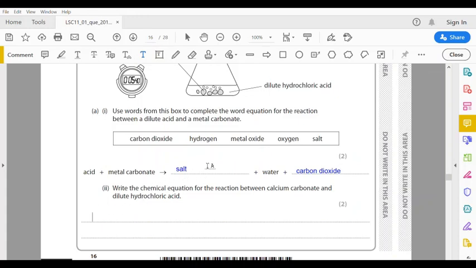Next one, write the chemical equation for the reaction between calcium carbonate and dilute hydrochloric acid. So it's the chemical equation. I will have to use the bigger numbers because I can't make it small here. So calcium carbonate CaCO3 plus twice HCl, or 2HCl, will give calcium chloride, CaCl2, plus carbon dioxide plus H2O.